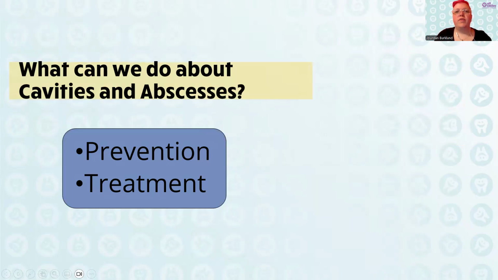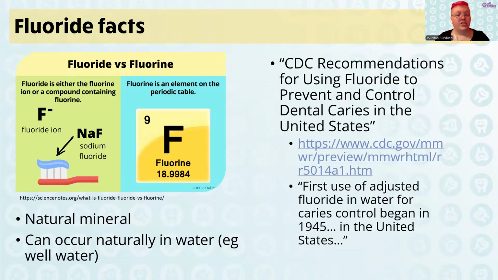So when we find cavities and abscesses, what do we do? Well, we have various treatments available, and I'll quickly go over those. And another thing that we want to do is we want to prevent these from even happening. So, talking about prevention strategies, the biggest way to prevent cavities is fluoride.